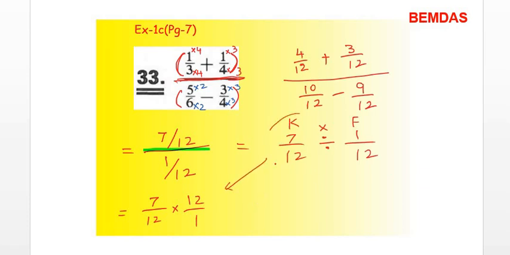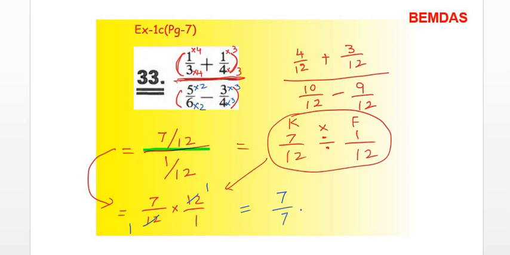So if this step can be avoided, it's up to you. You can go directly from this step to this one, or you can change it into a division problem and then keep, flip and change. Keeping that rule in your mind, you can write 7 over 12 times 12 over 1. It's up to you. Now this 12 and this 12 can be cancelled with each other, and then finally the answer will be 7 out of 1. It's 1, that means 7 is the answer.